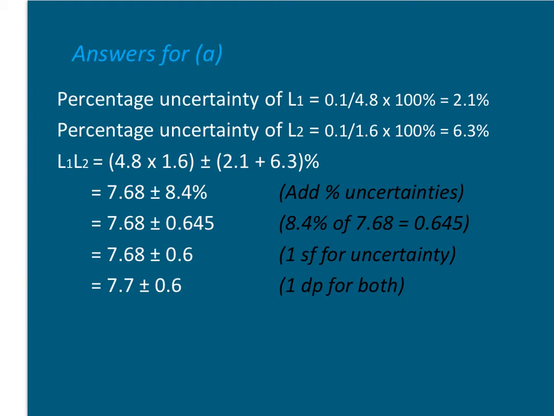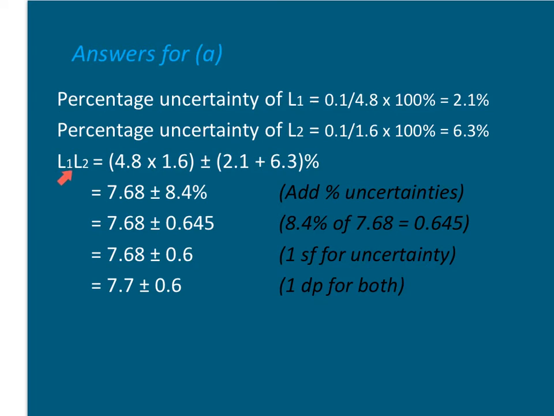Answers for A: calculate, first of all, the percentage uncertainty of L1 by dividing the absolute uncertainty by its value times 100, and you get 2.1%. It can be to 2 or 3 sig figs. Then you calculate the percentage uncertainty of L2 by dividing its absolute uncertainty by its value times 100, and that comes to 6.3%, 2 sig figs.